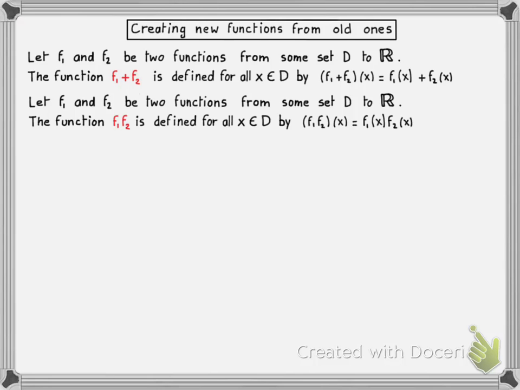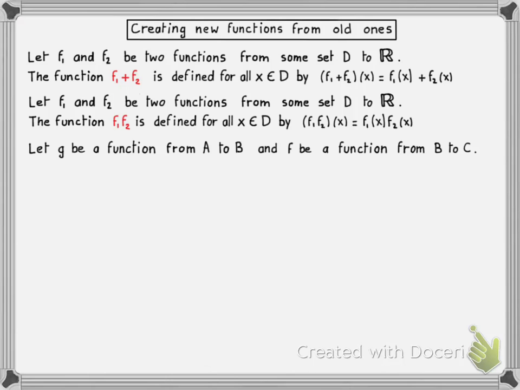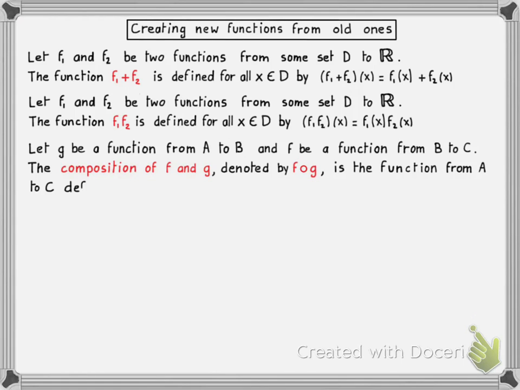Now, a more interesting way of creating new functions is by composition. So now we're going to start with two functions. The first one, we're going to call it G. It goes from domain A to codomain B. And the second function, f, goes from domain B to codomain C. Notice the domains are not random. G goes from A to B, and f goes from B to C. And that is important because now we're going to compose these two functions, f and G, in this order, which we denote by this circle notation here.